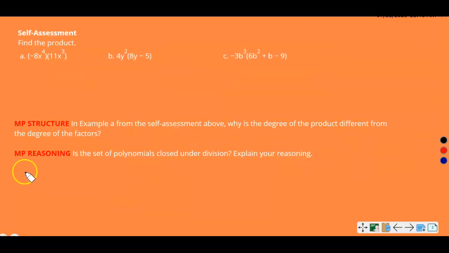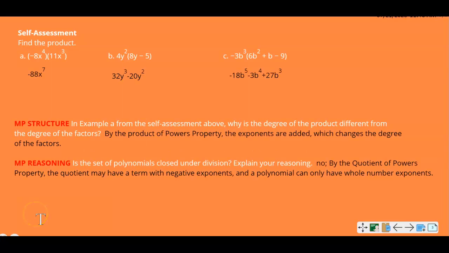All right, self-assessment. I want you to pause the video and try to answer these on your own. When you've taken a few minutes to do that, please restart the video and see how you did. All right, let's see how you did. So part A would be -88x to the 7th power. B part is 32y cubed minus 20y squared. C part, -18b to the 5th minus 3b to the 4th plus 27b cubed.